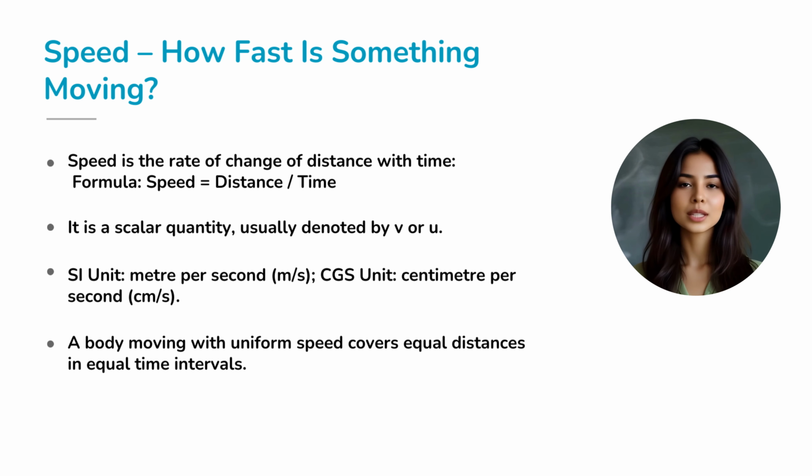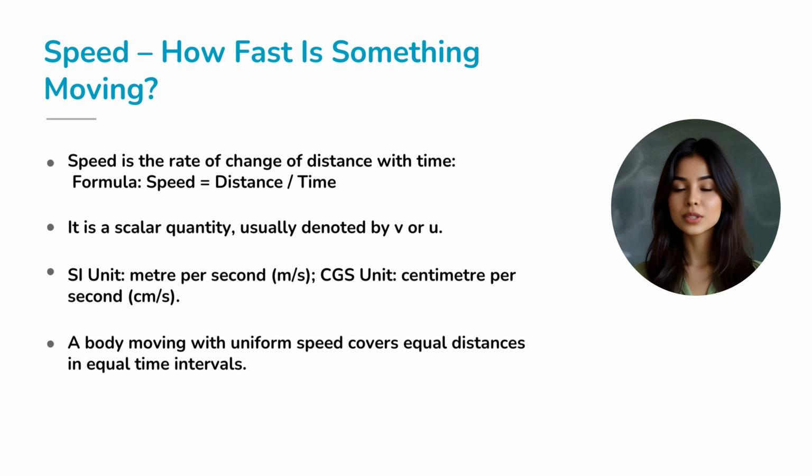Let's begin with speed. In physics, speed is defined as the rate of change of distance with time. The formula is speed equals distance divided by time, or simply, v equals s divided by t, where v is the speed, s is the distance traveled in meters, and t is the time taken in seconds. It's a scalar quantity, which means it has magnitude only, not direction. That's why if two cars are moving at the same speed, but in opposite directions, their speeds are still equal.